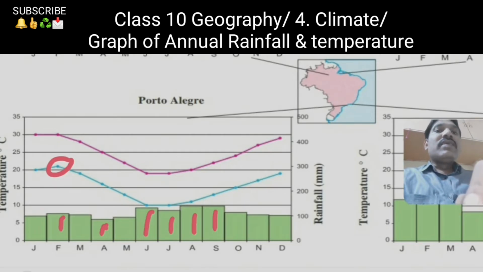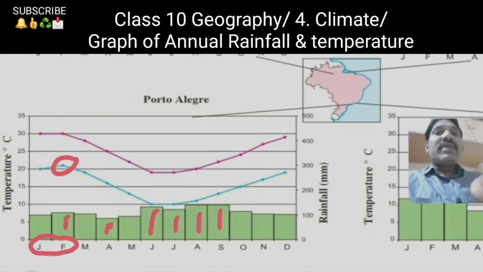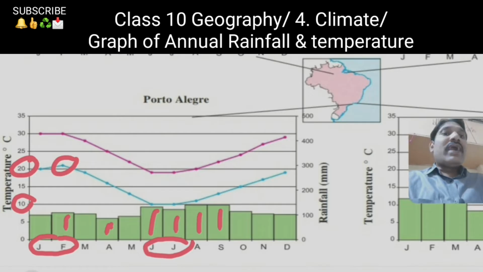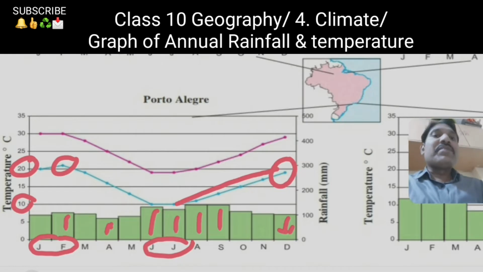Okay, students, so we can see that the temperature in January, February, here it is around 20 degrees centigrade. Then in the month of June, July, it is the lowest one, we can say it is 10 degrees centigrade, and it rises again to 20 degrees centigrade in the month of December. Have you understood about the temperature? Lowest temperature here we can see.